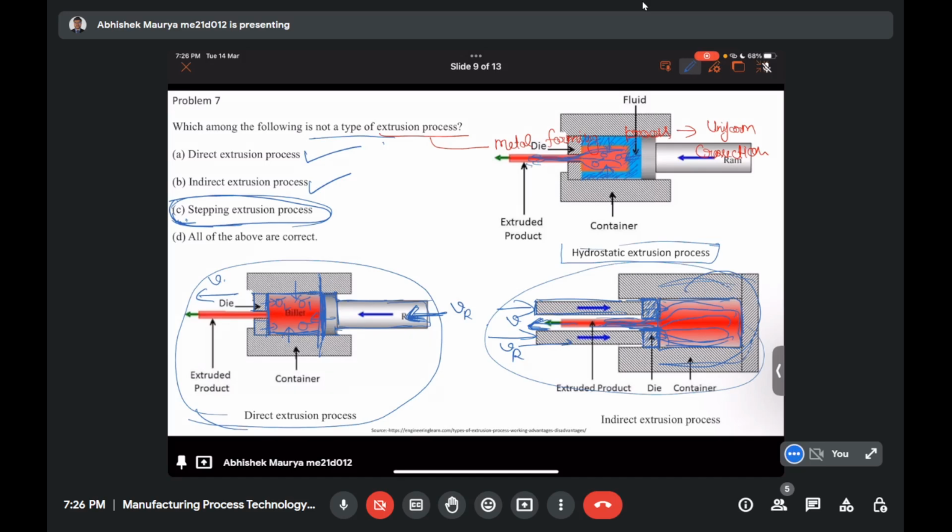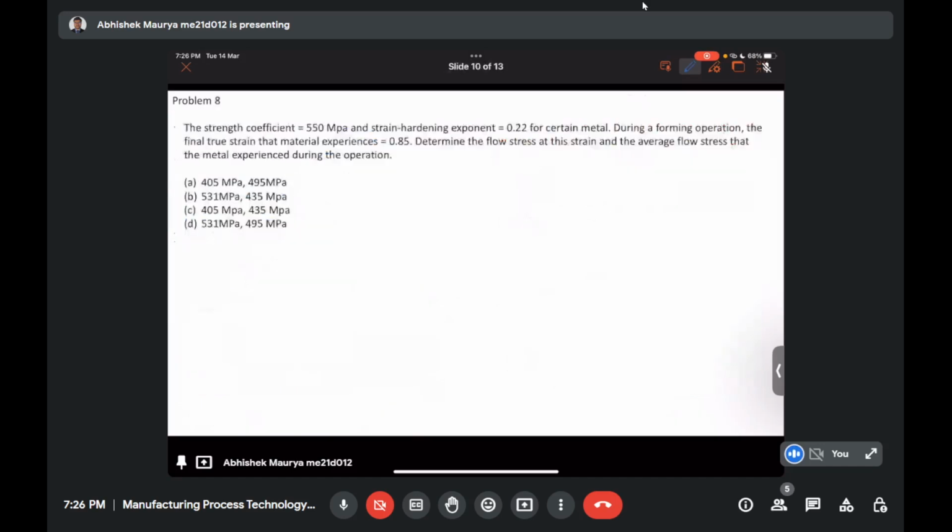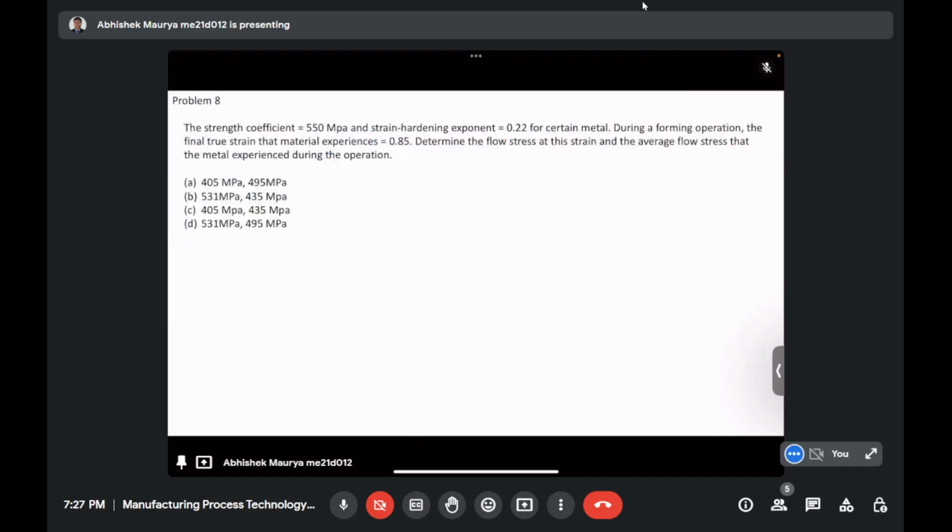Okay, since there is no doubt, we will quickly move to the next problem. Please read the problem and first try to solve it by yourself. After that, we will solve it together. So please take some time to solve it by yourself.